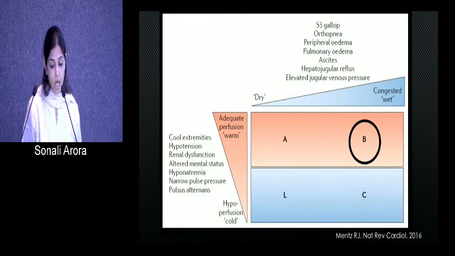It's a dynamic symptomology. Class C or L patients are the more concerning patients. C patients are wet and hypoperfused patients, and the L category are dry and hypoperfused patients. And those patients you have to think about inotropes or MCS support.